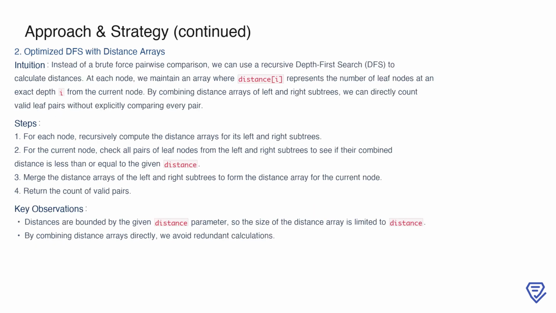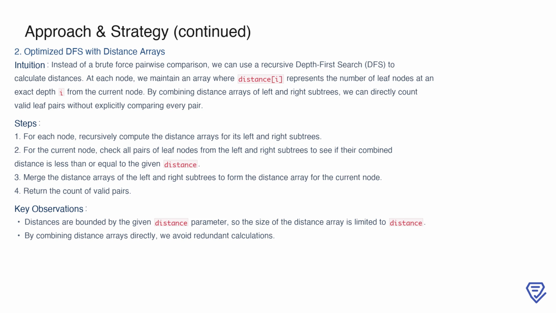To address the inefficiencies of the brute force approach, we can use an optimized depth-first search, or DFS, combined with distance arrays. Here's how it works. Instead of comparing every possible pair of leaves, we maintain an array at each node where each element represents the count of leaf nodes at a specific depth from that node.